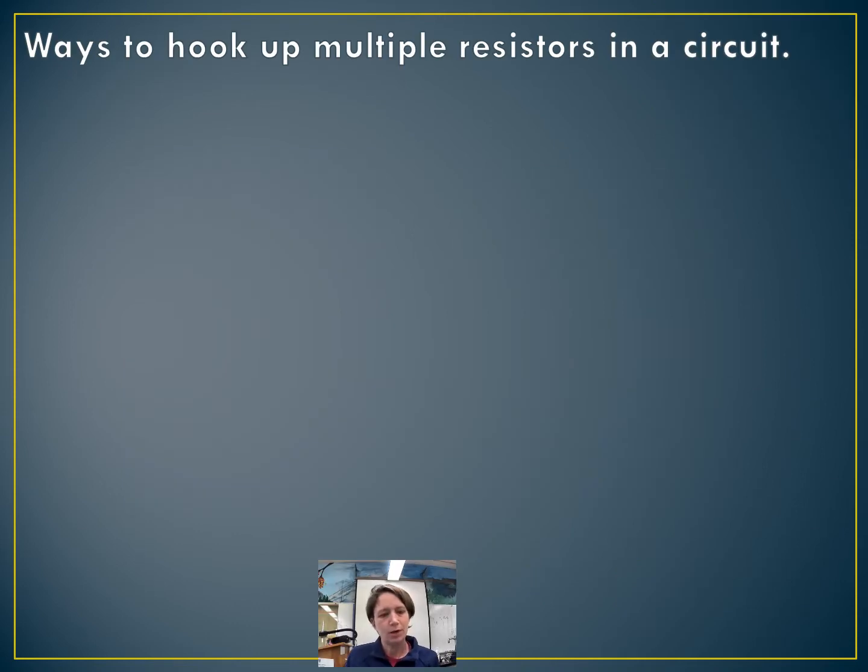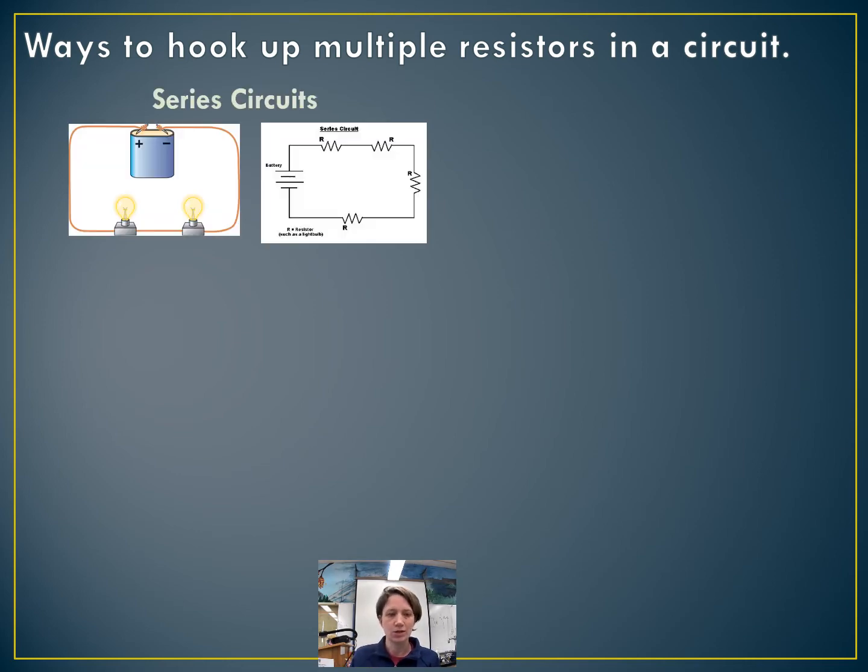So what about a more complicated circuit that has multiple resistors in it, not just one? Well, it turns out there's 2 different ways to attach multiple resistors in a circuit. The first is called a series circuit. Series works the same way a series of books or a series of movies works, where you have one after another. And so the electrons leave the battery, then they have to go through one resistor, and then they have to go through the other resistor before they get back to the battery.